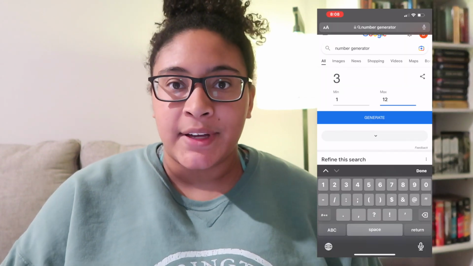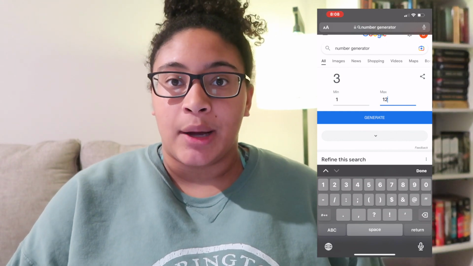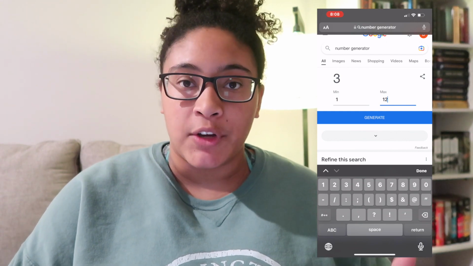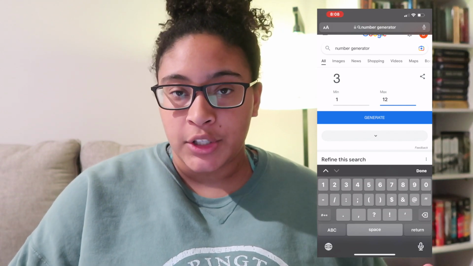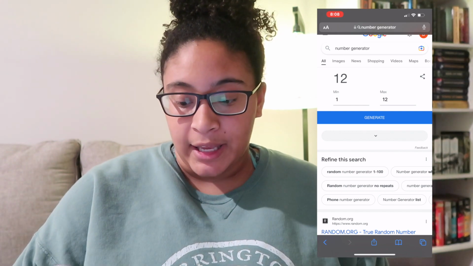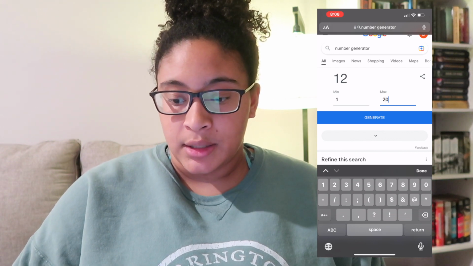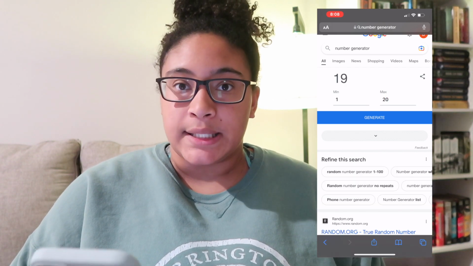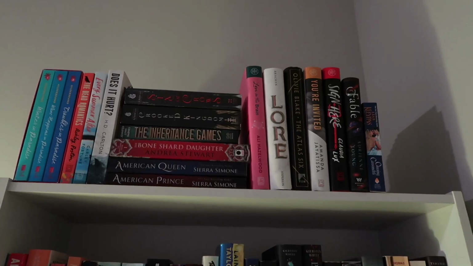Okay, so I have it set to generate between the numbers 1 and 12 for the number of shelves that I have, and then I'll have it generate 1 through 20, and then we'll pick a book that way. So our first number is the shelf. Okay, so we have shelf number 12, and then from 1 through 20 it is number 19. So let's go to shelf 12 and book number 19.